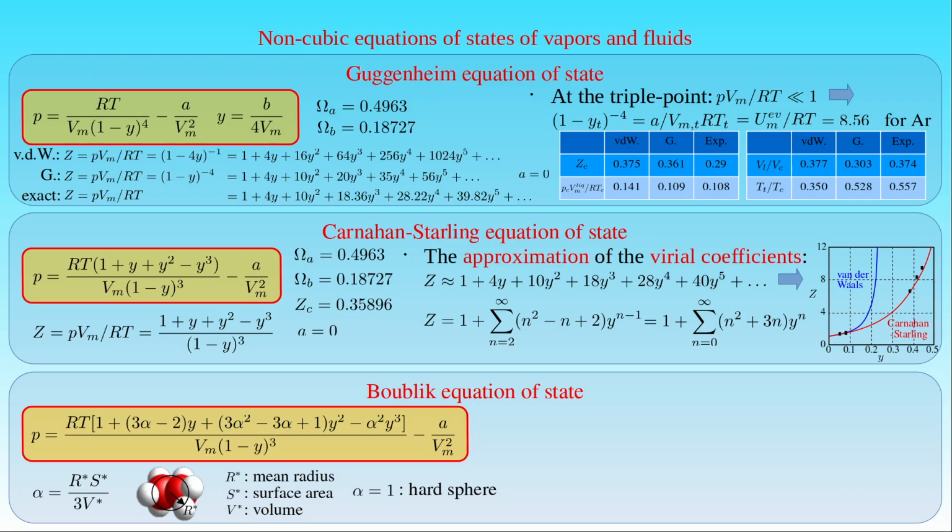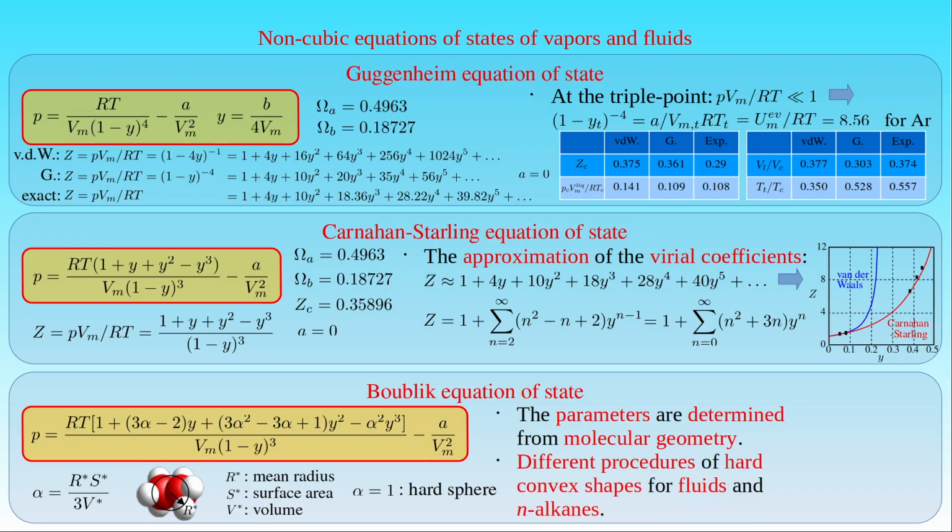In the hard convex body model, the parameters r star, s star, and v star are determined from the molecular geometry for a given gas or fluid. Different procedures are applied to construct hard convex bodies or shapes for molecules in fluids and N-alkanes. In the case of fluid molecules, the hard convex shape is divided into two parts, a polyhedron or polygon called hard core with several interaction centers determining the appearance of the molecule for its neighbors. The other part is added on the top of this geometric figure as a smoothing hard layer with equal thickness that covers the hard core with all its corners and edges completely.